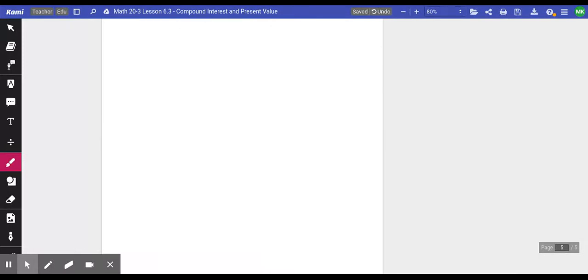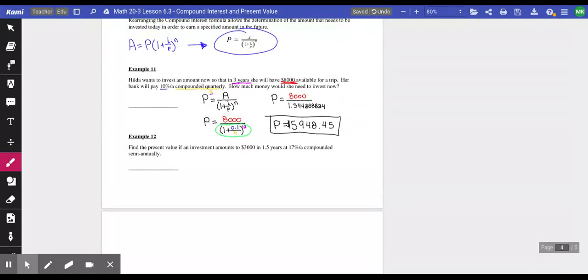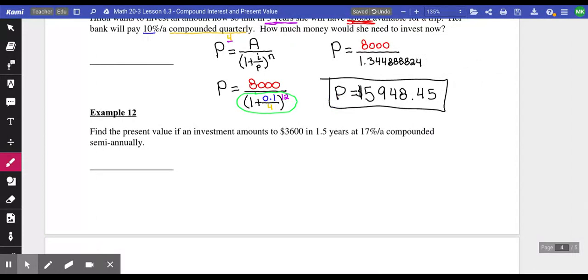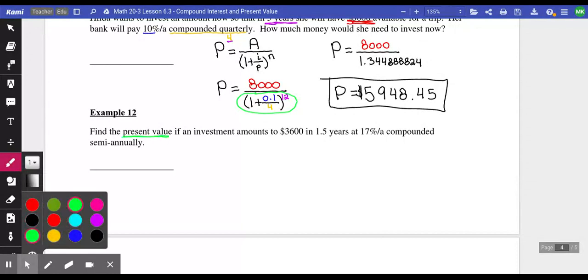I think that's it. Yeah, my sheet doesn't show another one, so let's find it. It says find the present value if an investment amounts to $3,600 in 1.5 years at 17% compounded semi-annually. Okay, find the present value. That means find the amount that you have to invest. So we're going to use this formula, P equals A divided by (1 plus i over p) to the power of n. We start filling things in.